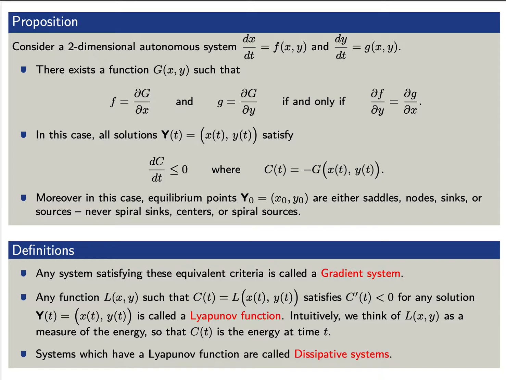Any system satisfying these equivalent criteria is called a gradient system. Any function, L of x y, such that c of t, which we can write as L evaluated at x of t comma y of t, satisfies c prime is less than 0, is said to be a Lyapunov function. Intuitively, we think of L as a measure of the energy, such that this c of t is the energy at time t. Systems which have a Lyapunov function are called dissipative systems.